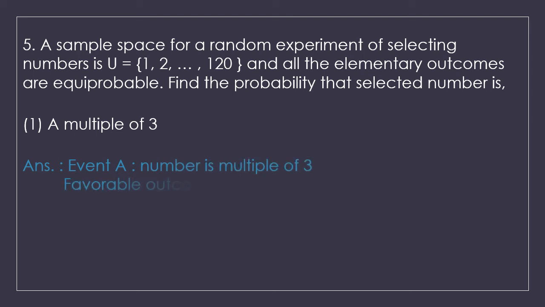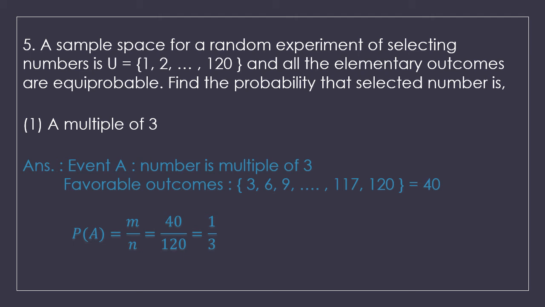So when it is a multiple of 3, it becomes 3, 6, 9, dot dot dot, 117, 120. So 120 divided by 3, when you do, you get the answer 40. So that means 40 events are there between 1 to 120 which are multiples of 3. So the probability here will be 40 favorable outcomes upon 120 total outcomes, and the simplification will be 1 upon 3. So the probability that the selected event is a multiple of 3 out of 120 outcomes is 1 upon 3.